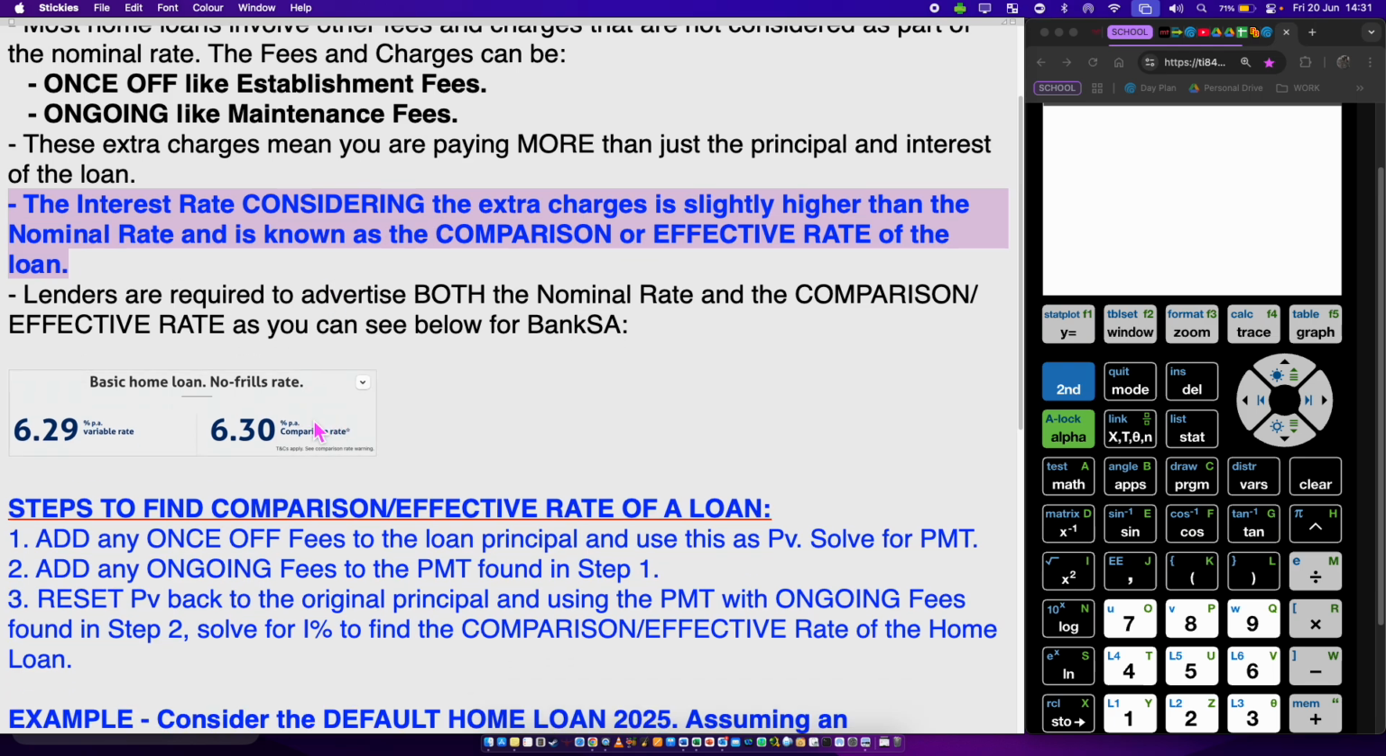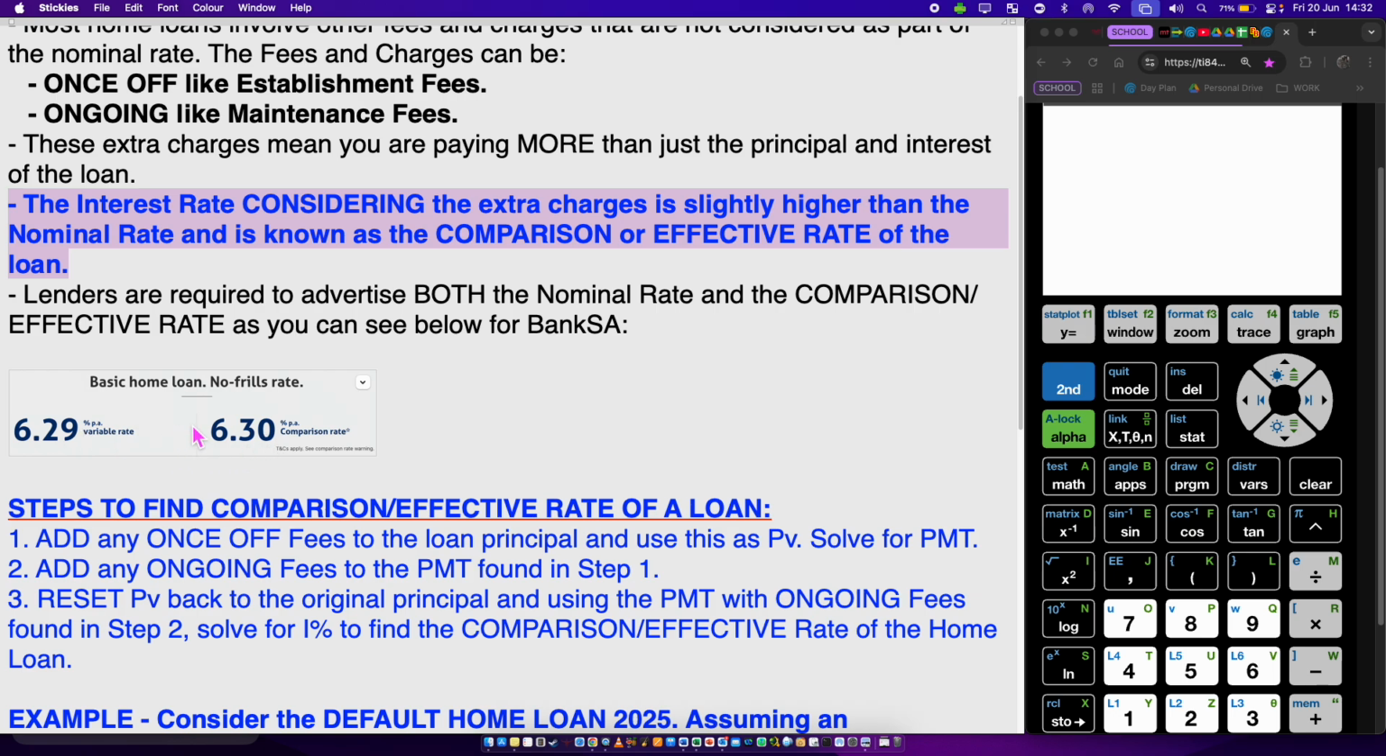A lot of you noticed, definitely you over there, you asked me, why is there two rates? Well, I told you, just wait. This is the lesson for that. Why were there always two rates? Because 6.29 is how the bank worked out your monthly repayment, but they have to be honest legally to show you why these are different. Why is the 6.3 slightly higher? Because Bank SA has some little charges that are going to make it slightly more expensive.